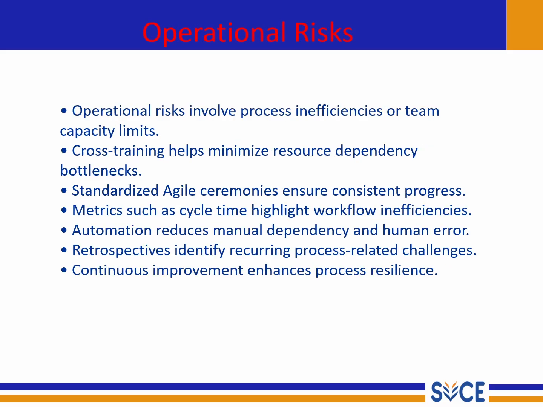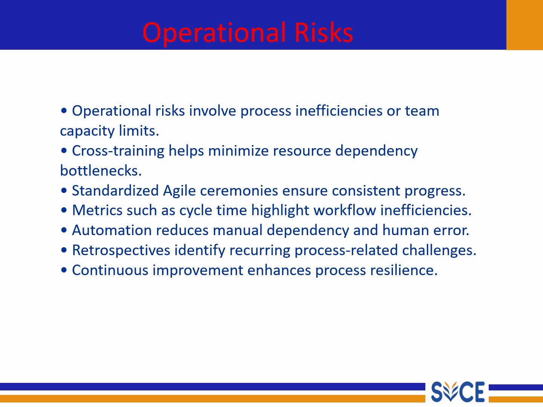And the next risk is operational risk. Operational risks are risks that occur due to internal process failures, team capacity issues, inefficient workflows, or lack of coordination during the project execution. Now, let us see how Agile handles operational risk. Operational risk involves process inefficiencies or team capacity limits. These risks slow down the project progress and affect productivity.